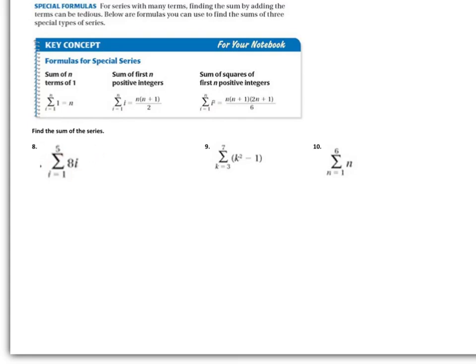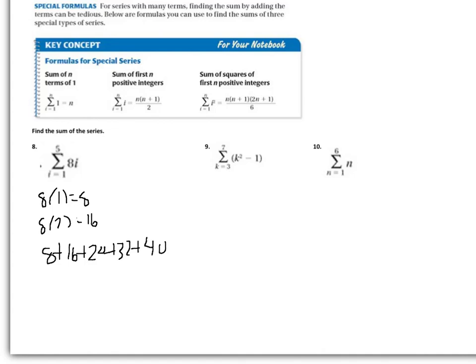So what do you have to do? Find the first 5 terms. So 8 times 1 is 8. Then 8 times 2, 16. So you have 8 plus 16 plus 24 plus 32 plus 40. Add all those together and bring that in completed tomorrow.